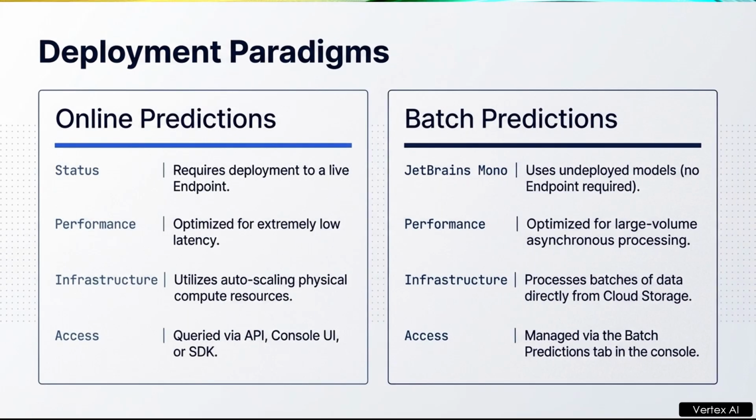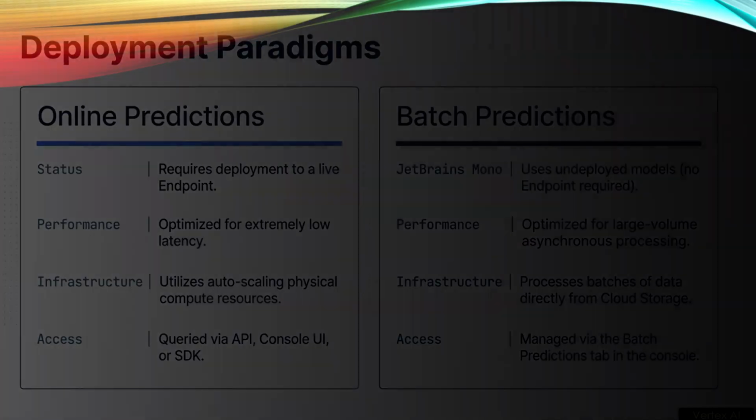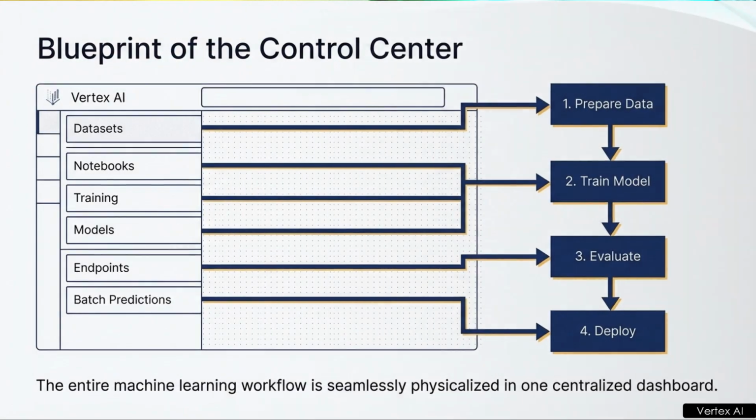Let's drill into the specific deployment strategies on slide 11, deployment paradigms. This contrasts latency versus volume strategies. Online deployment requires those auto-scaling endpoints for low latency. Conversely, batch uses undeployed models. Reading asynchronously. Yes, reading asynchronously directly from cloud storage to handle high volume.